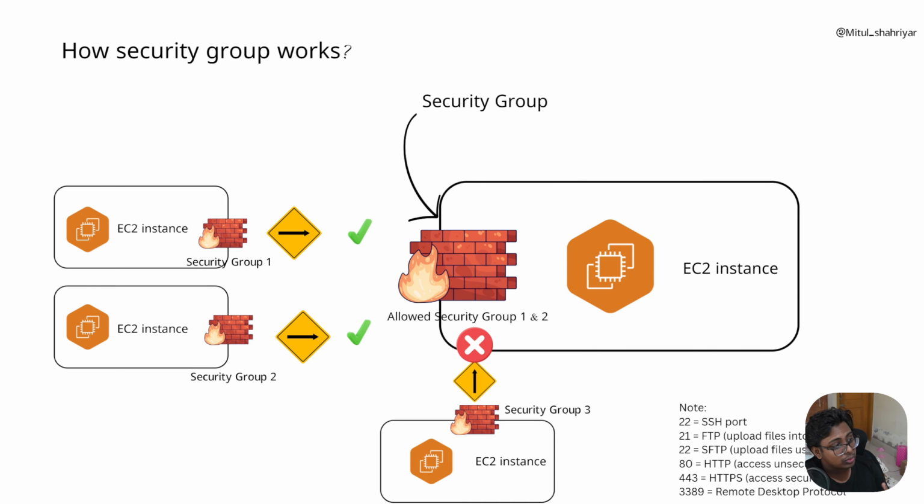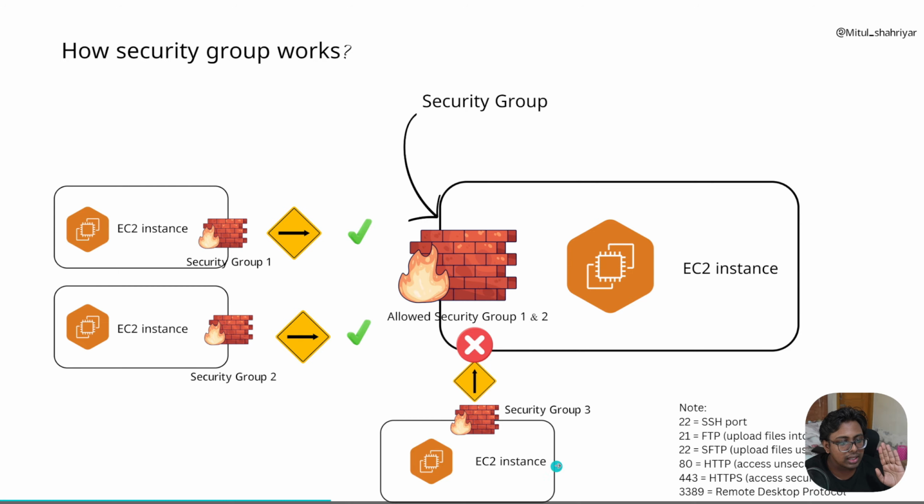What kind of thing are we talking about? You can see that there is another security group, and within that there is an EC2 instance. Assume this firewall or security group allowed security group 1 and 2 to get access to this EC2 instance. Each of those is a security group which has one EC2 instance. They can access this EC2 instance, no problem.